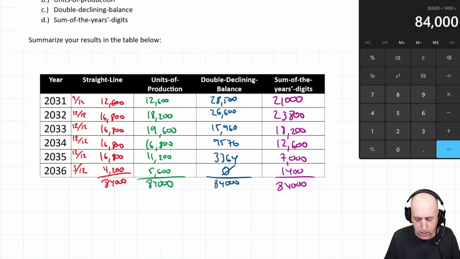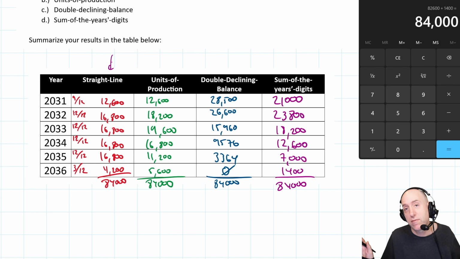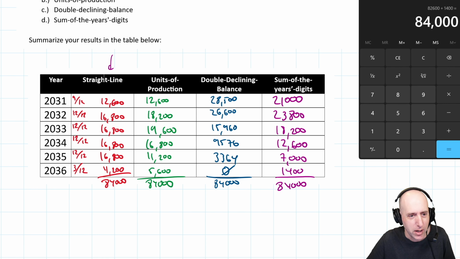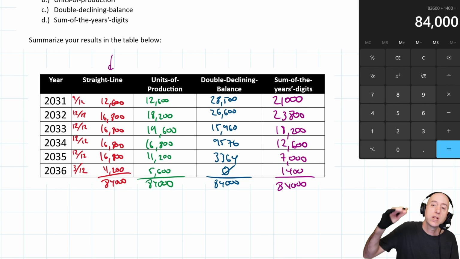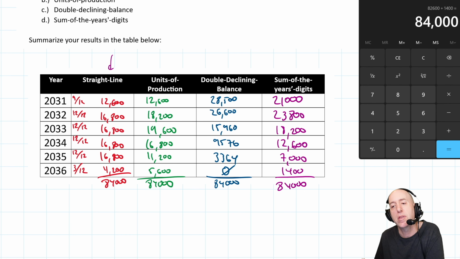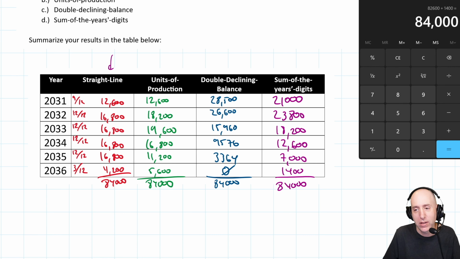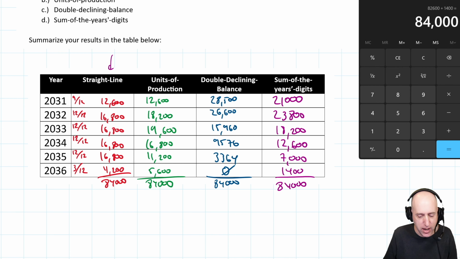Okay, summarizing here, the first one is by far the most widely used. It's the most straightforward. It's the simplest, and a lot of companies have the philosophy of let's keep it simple, which certainly makes sense and speaks to me. I appreciate the simplicity of straight line. Units of production, the more you use it, the more you depreciate it. Double declining and sum of the years' digits say we have to depreciate this asset faster in the early years and slower in the later years. They do it a little differently, but they both succeed at that task of being more aggressive types of depreciation.